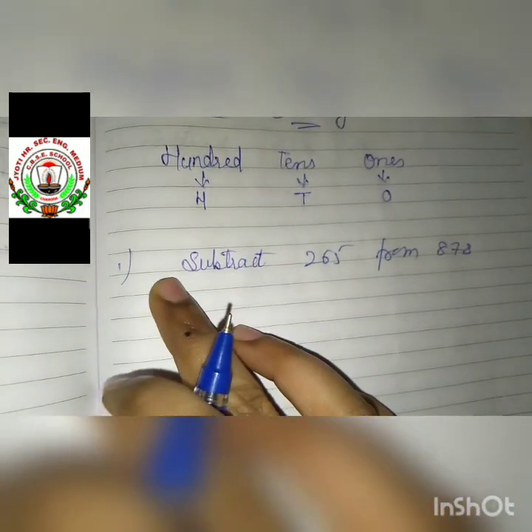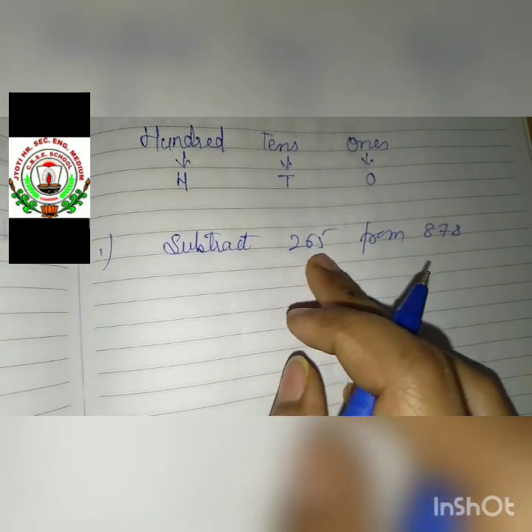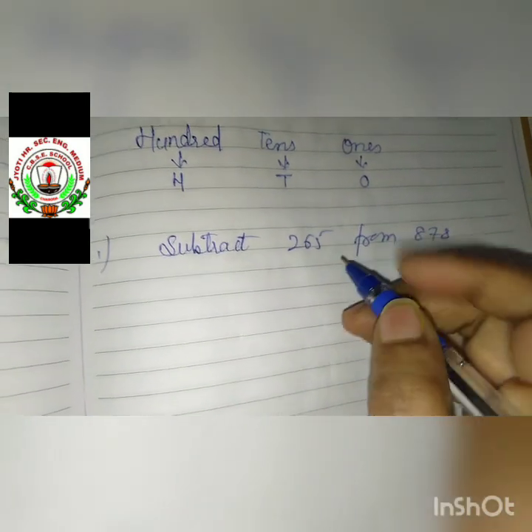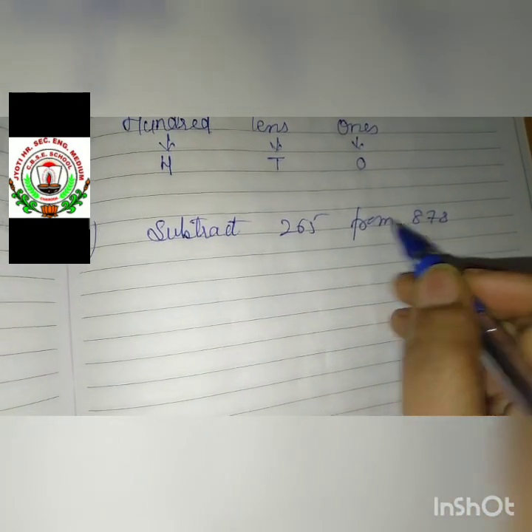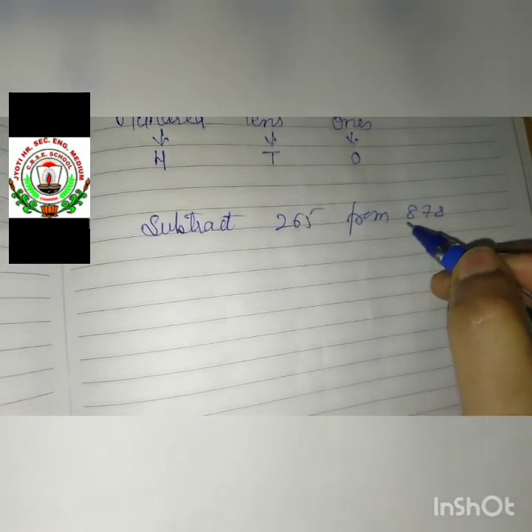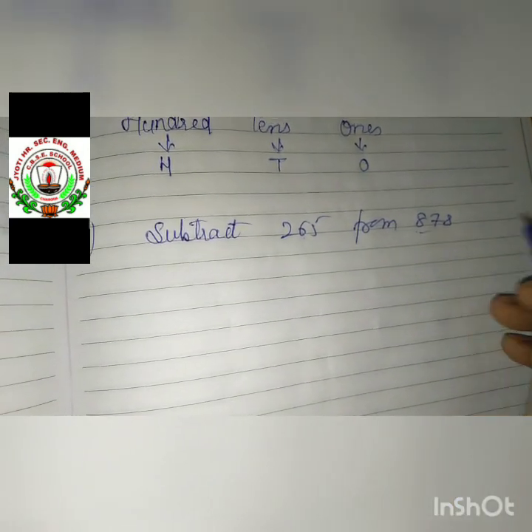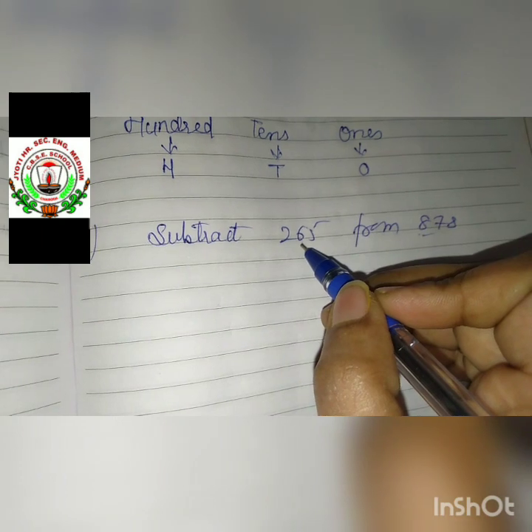Okay. Now we have one equation. Subtract 265 from 878. Again we will see which one is the greater number, 265 or 878. 878. So we will write this one first, and then after that this one.